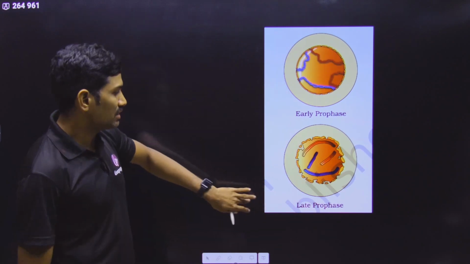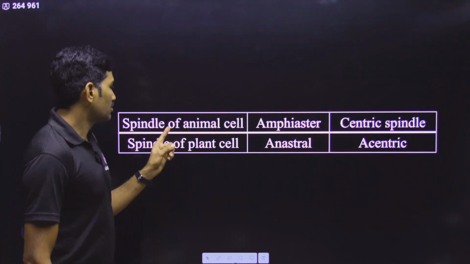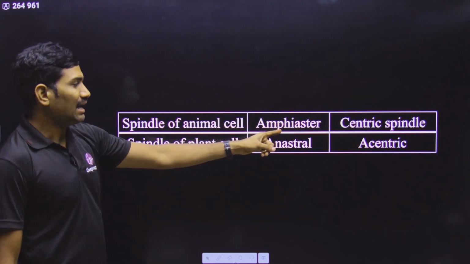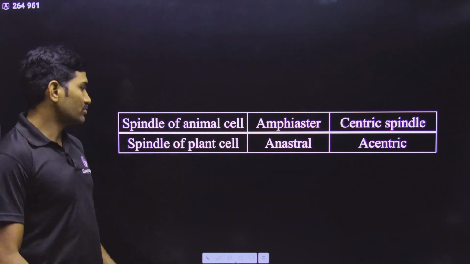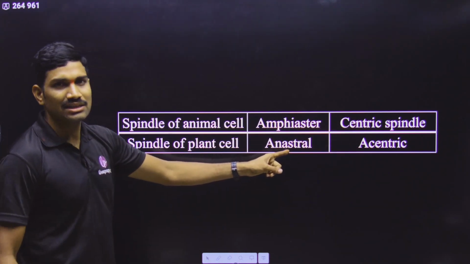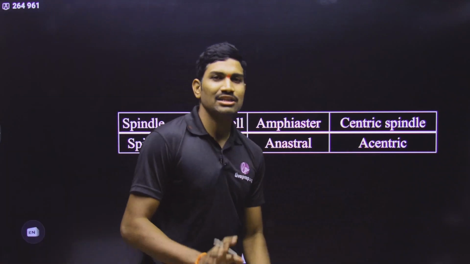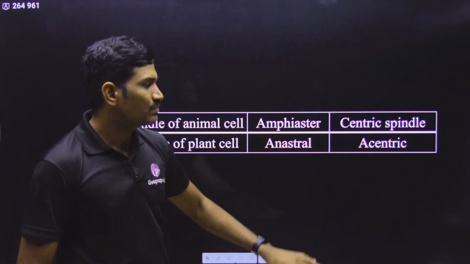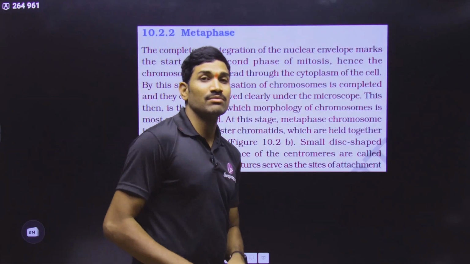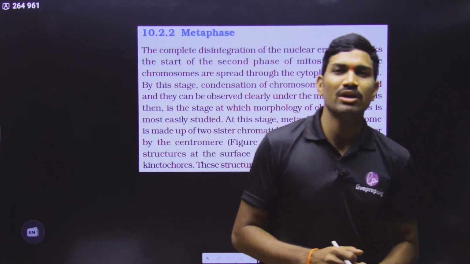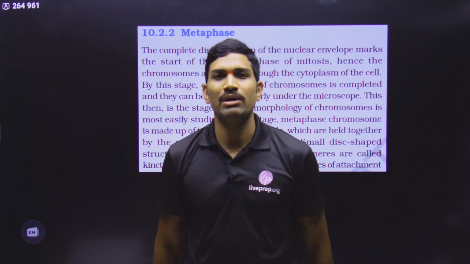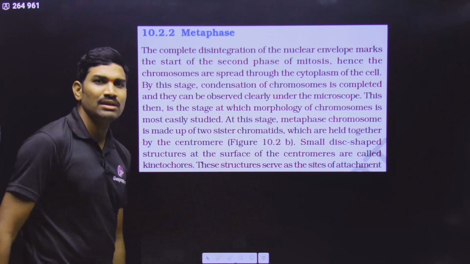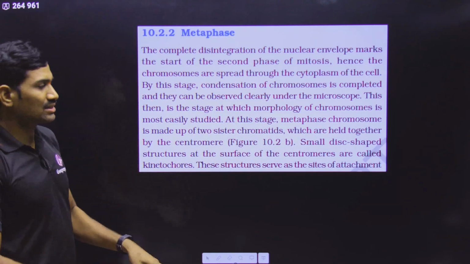In the case of animal cell, it is the amphiastral spindle, and it is centric, meaning centrosomes are present. In the case of plant cell, it is anastral, asters are not present, and acentric, centrosomes are not present. So you can also call this spindle a bipolar spindle. What is the meaning of bipolar spindle? Two poles are present for the spindle apparatus. That's why it is called the bipolar spindle apparatus. With that, prophase is completed.